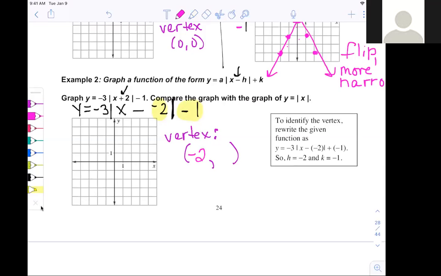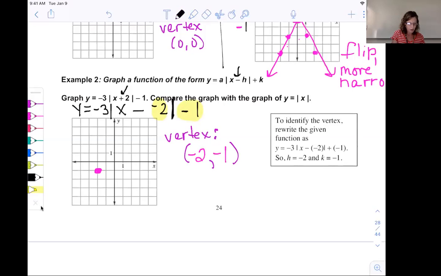Yeah, so the only one that changes is going to be the h value. So it's going to be -2 and -1. So we're going to graph that point. I'm going to go over to -2 and down to -1. That's where my graph starts now. So every graph begins with a vertex. I need to focus on that vertex.